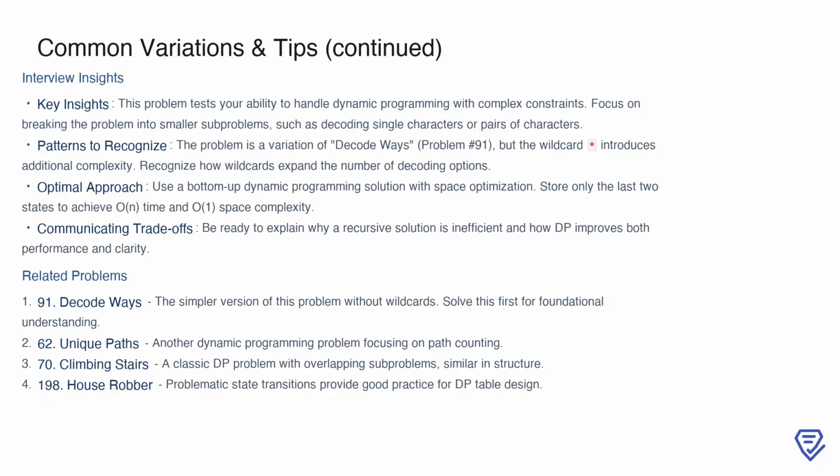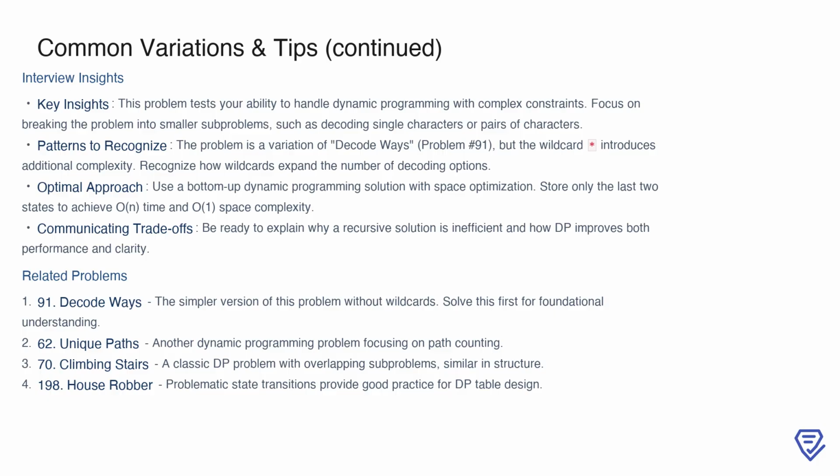The optimal approach involves a bottom-up dynamic programming solution with space optimization. By storing only the last two states, you can achieve O(n) time and O(1) space complexity. When discussing trade-offs, it's important to articulate why a naive recursive approach struggles to scale, and how dynamic programming enhances both clarity and performance. Additionally, practicing related problems is beneficial.